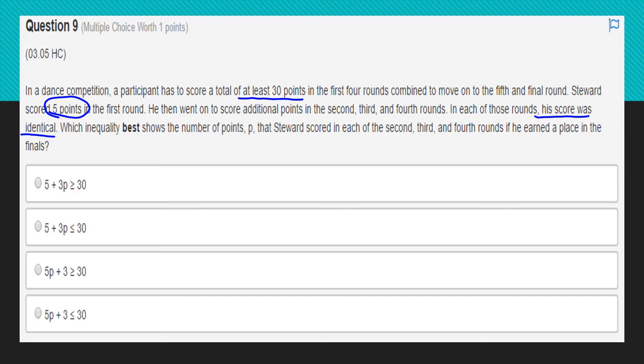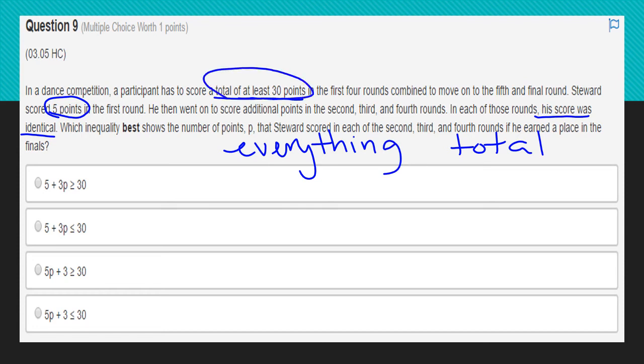So let's start with our total. Remember when we're setting this up, we have total on one side of our sign, and we have everything else on the other. So if we look, it says that our total, it even says total, is at least 30 points. So I'm going to put my 30. Now, if it's at least 30, that would mean that it's 30 or more. So that means that everything else has to be greater or equal to 30. 30 is the smallest it could be.